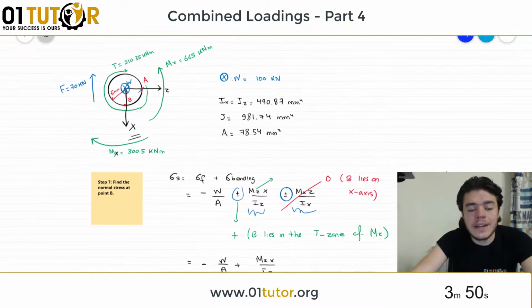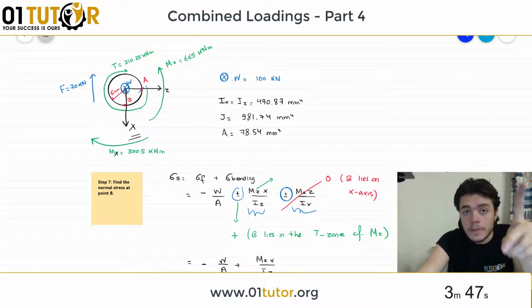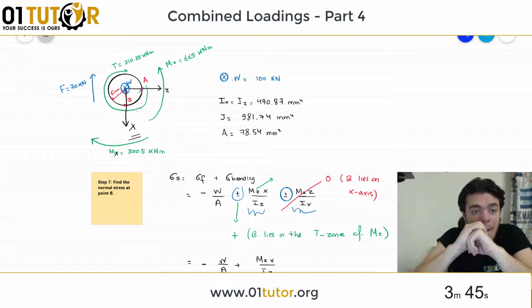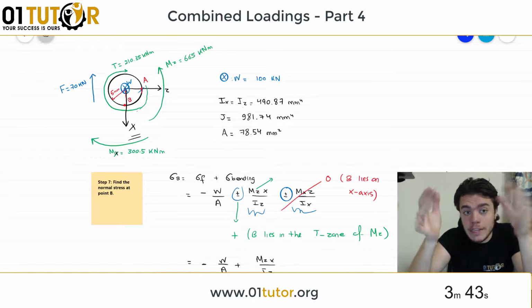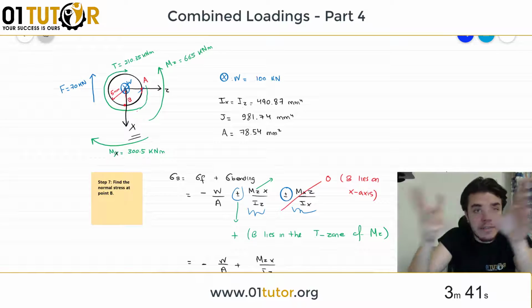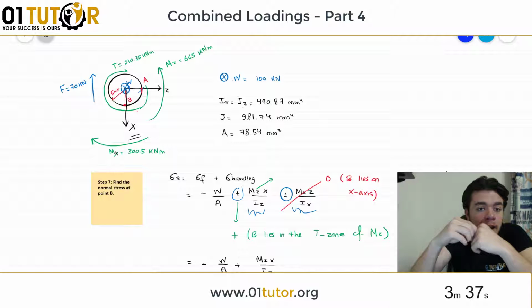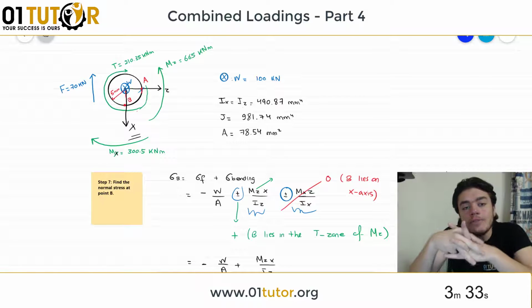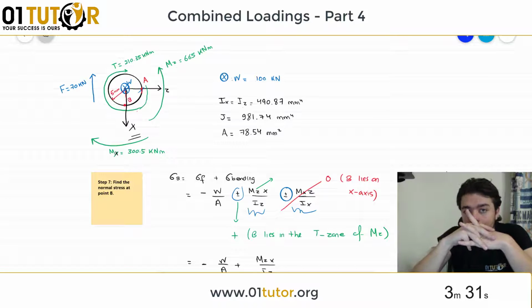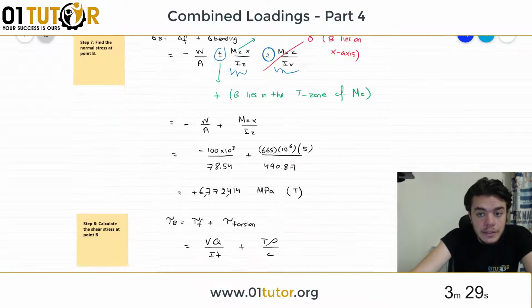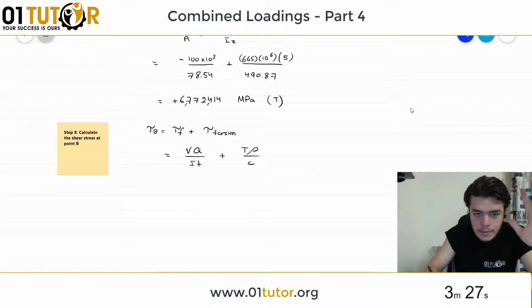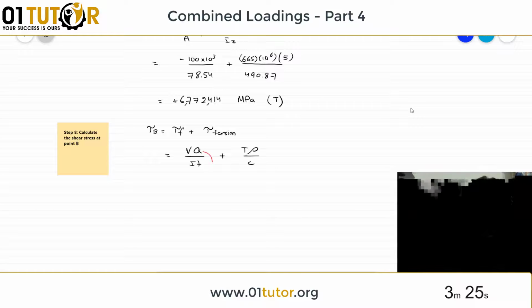Now, what is the shear stress due to the force at point B? The shear stress due to the force at point B is going to be V, which is 70 kilonewton, multiplied by Q over I multiplied by T. Now, if you look at the figure, can you tell me what Q is? So notice in here that Q, since the shear is vertical, I'm going to put this as a remark.